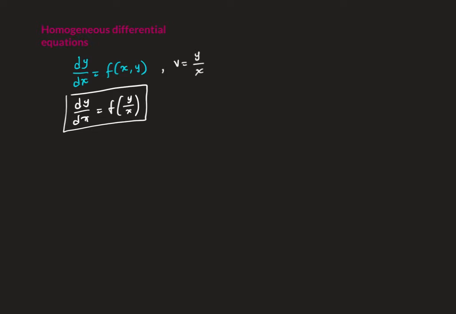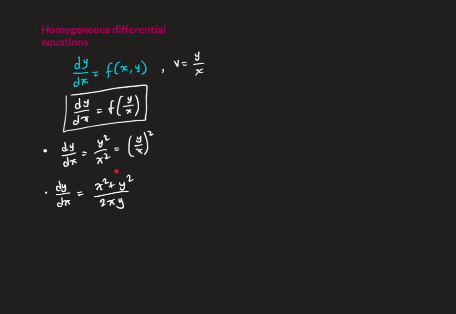Let me give you two examples of these kinds of equations. The first one would be dy over dx equals y squared over x squared. The function that I have on the right hand side can be expressed as y over x, squared, making it a homogeneous differential equation. Now a second example is going to be dy over dx equals x squared plus y squared over 2xy. Unlike the first example, it is not as evident that this is going to be a homogeneous equation.